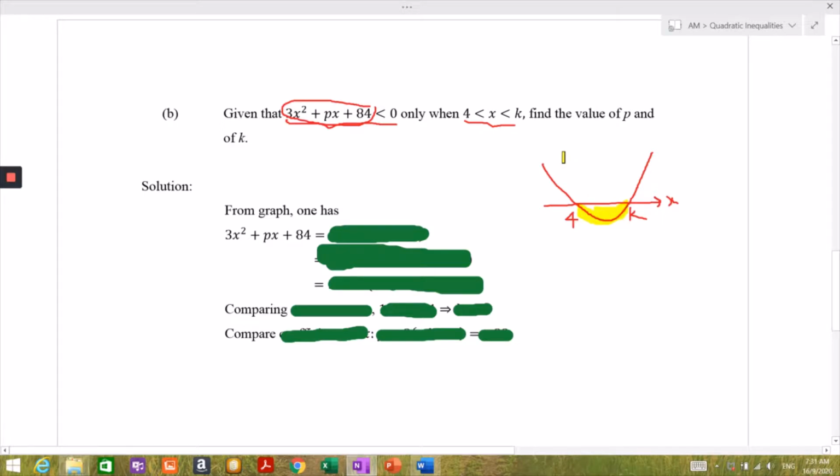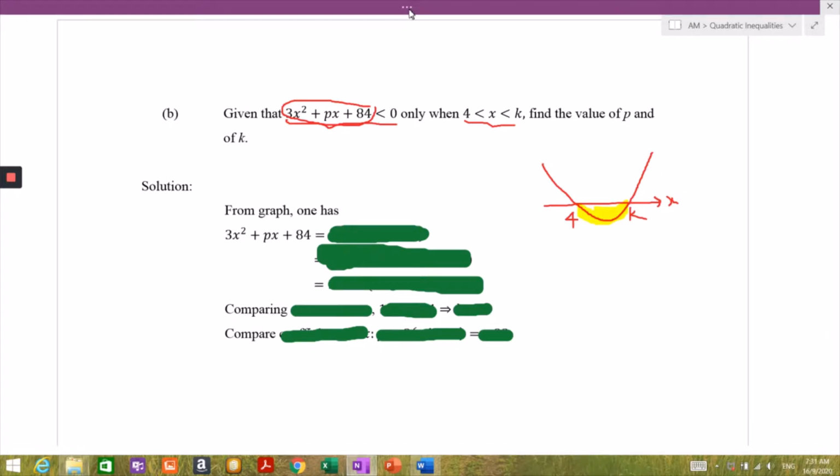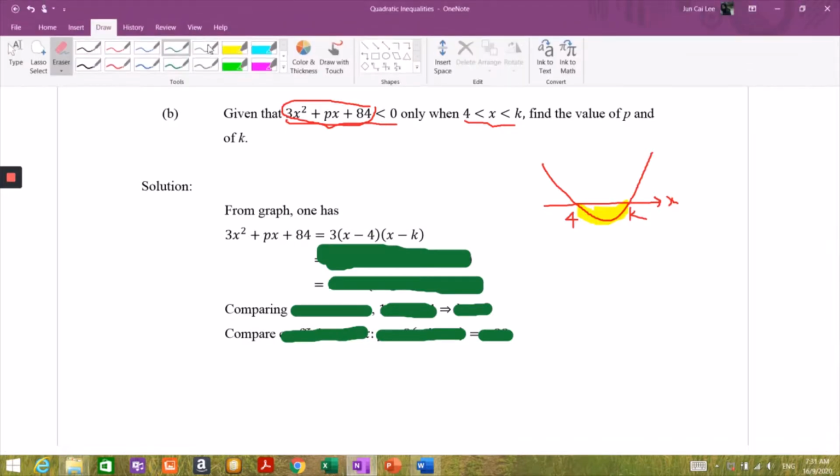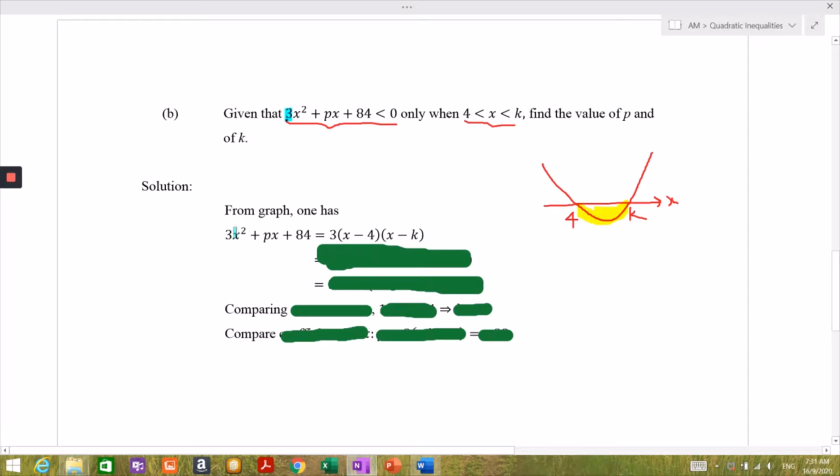And with that, we try to find our values by doing this. We know what the x-intercepts are. So we can express our quadratic expression in the fully factorized form, something that you might have seen in a previous video. And in this case, looking at the coefficient of x squared, you see that you need to have a 3 over here to balance things out. So on top of the factors x minus 4 and x minus k, which correspond to the x-intercepts, you need to have a 3 there to balance things out.